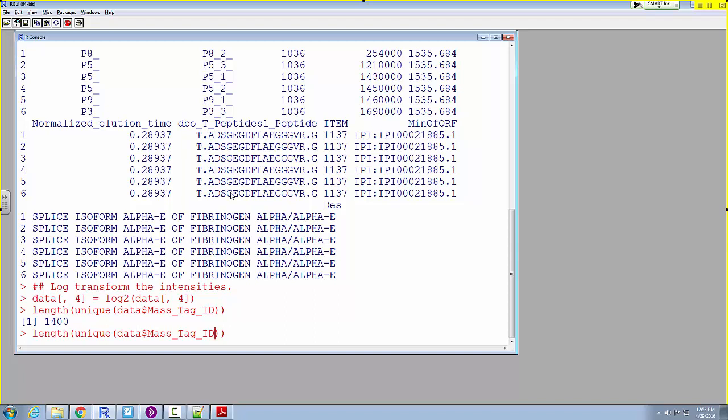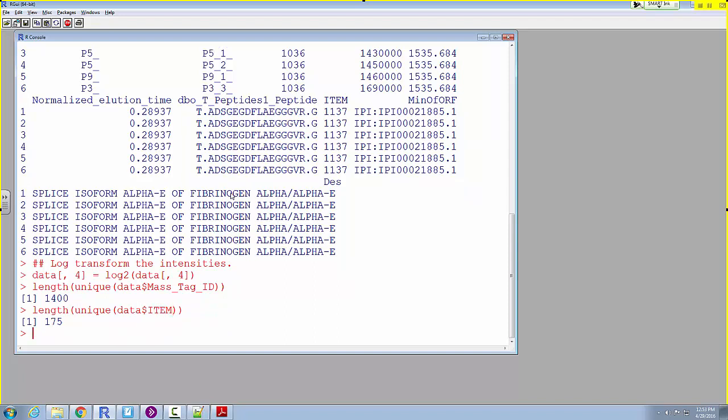How many proteins are there? I'm curious. 175 proteins. Okay, let's turn this into a 1,400 by 20 matrix. One row per peptide, one column per individual. Actually, let's do a 1,400 by 30 matrix. One row per peptide, one column per replicate per individual.